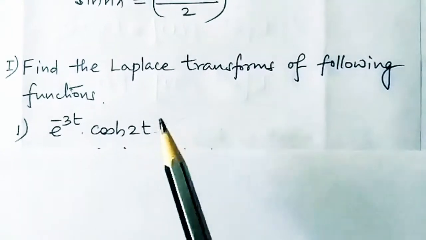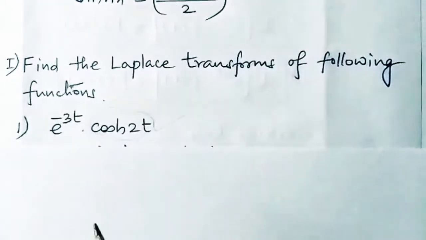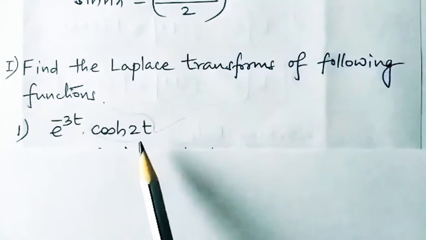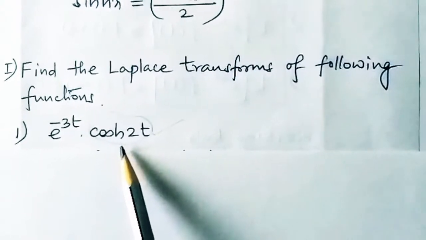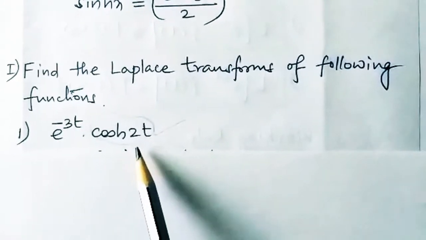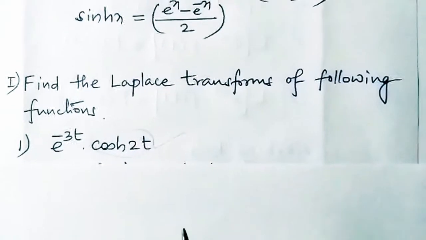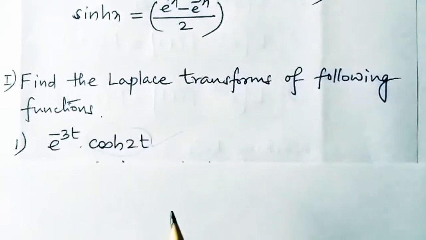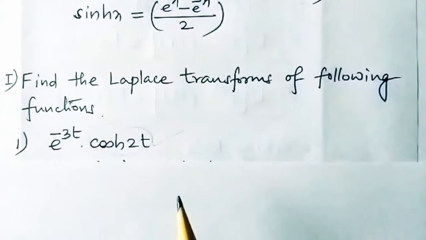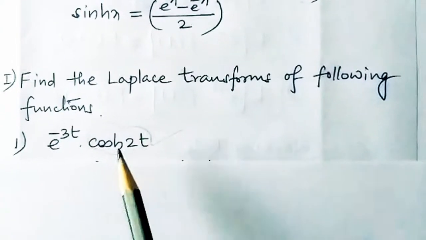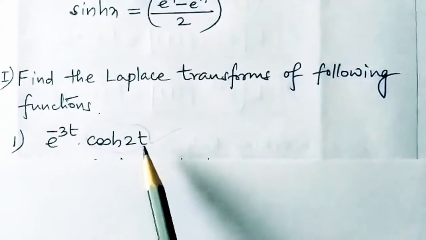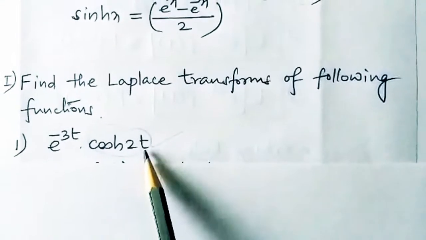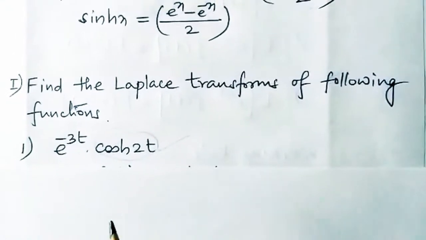Then what is f of t? F of t is cosh of 2t. And whenever we come across hyperbolic functions, generally we may express them in terms of exponential functions. That is one possibility. If we don't want to express it in terms of an exponential function, since cosh of 2t is in the standardized form, we can directly find the Laplace transform of this particular function also.